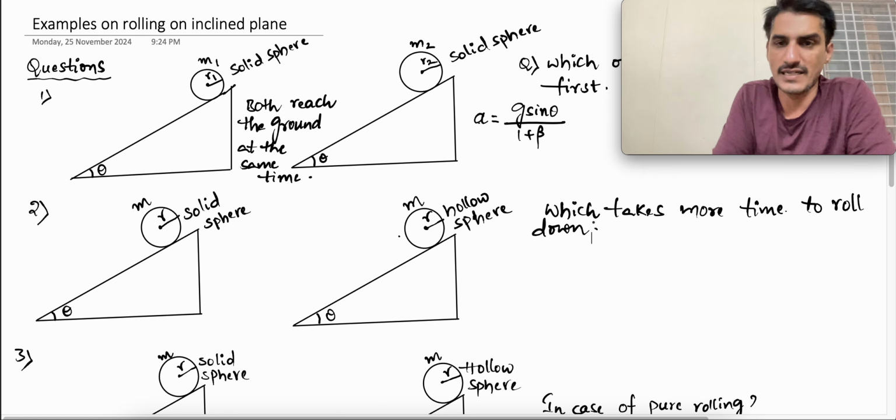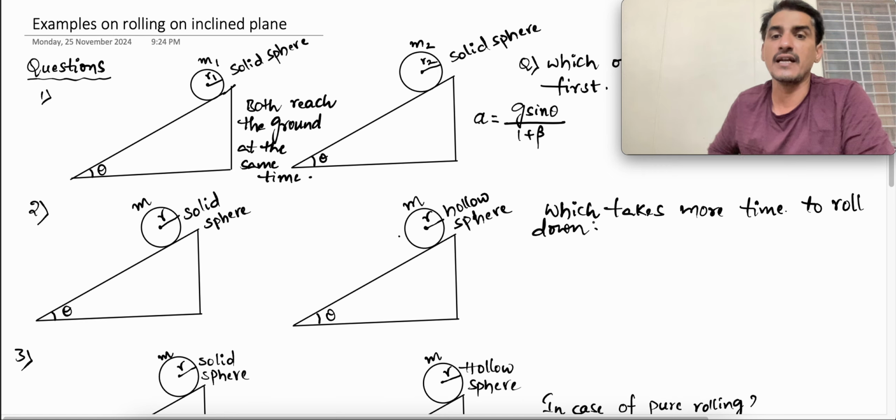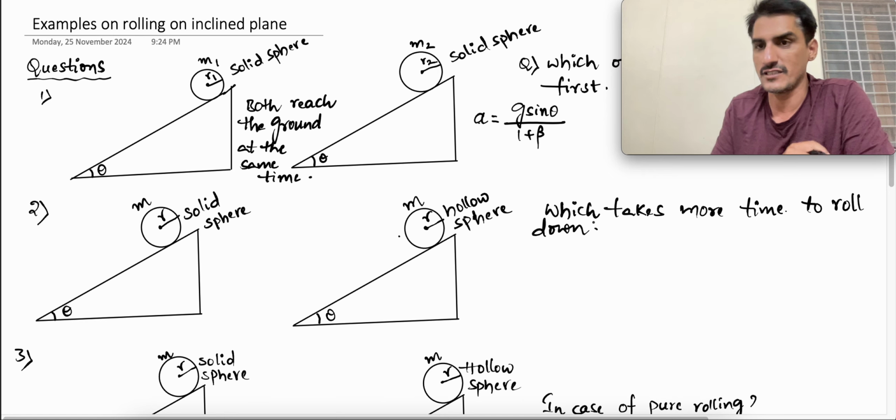Now, as you can easily guess, solid sphere and hollow sphere both have different beta values, right? For a solid sphere it is 2 by 5 and for a hollow sphere it is 2 by 3. So both have different values and hence you can easily say that both do not have the same accelerations. But which one will have greater acceleration? Easily you can say that it is the solid sphere.